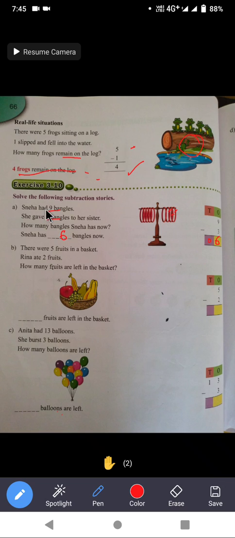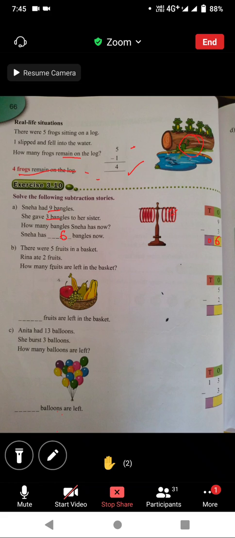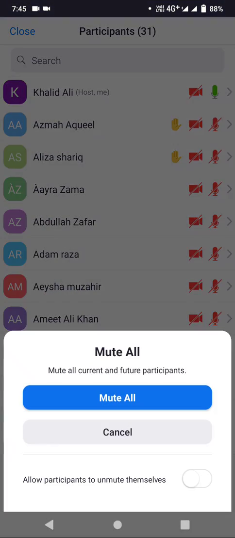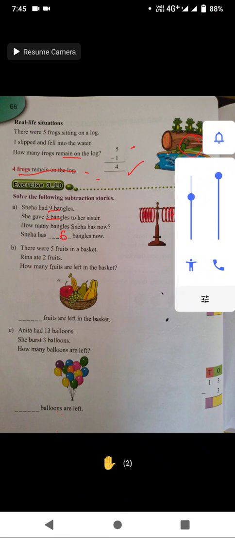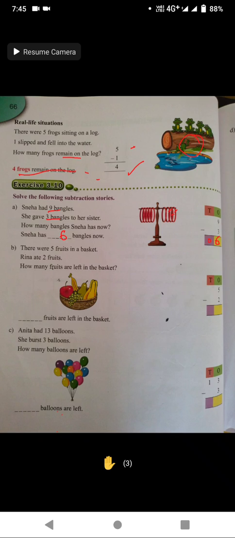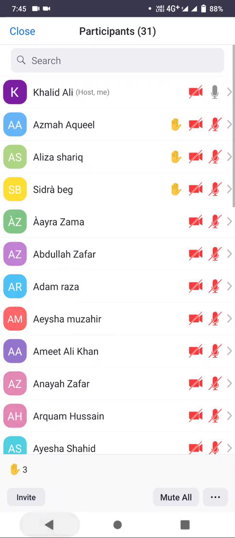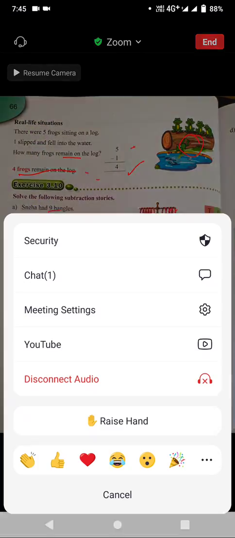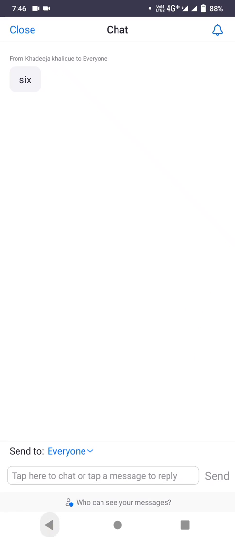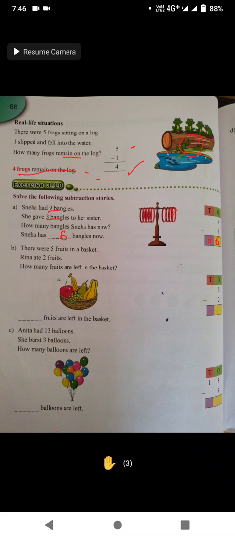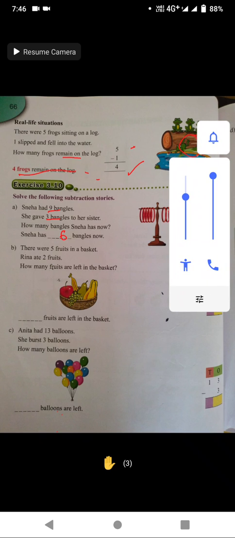Understood students? She was having 9 bangles. Out of 9 bangles she gave away 3 bangles. Gave away means to subtract. So we will subtract 3 from 9, we will get 6. It means she has 6 bangles now. All of you understood it? Yes, sir. If you have any query, you may ask. You can write in the chat box. So students, rest of the questions you can do by yourself. Part B, C and D quickly.